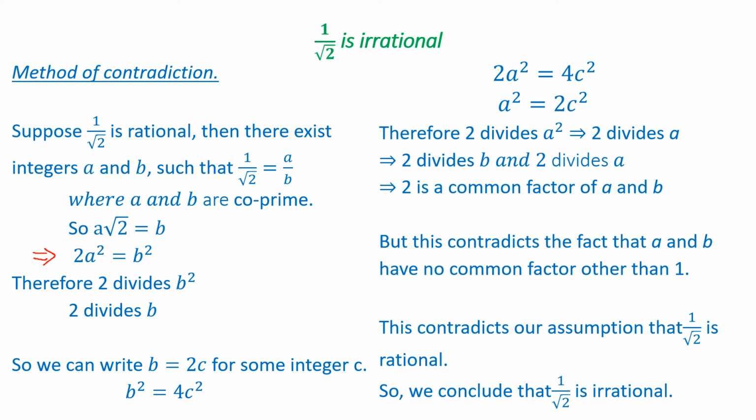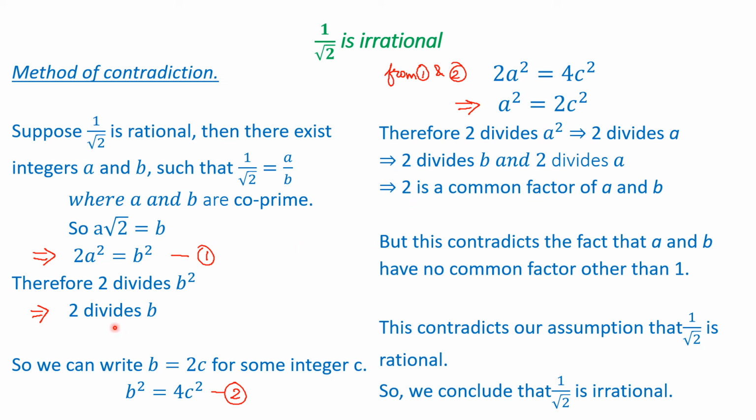which implies 2 divides b square, and this implies 2 divides b also, which means I can write b is equal to 2c for some integer c, and therefore on squaring I'll get b square is equal to 4c square. Now I have over here, this is 1 and this is 2. So from 1 and 2 I get 2a square is equal to 4c square, which implies a square is equal to 2c square. Therefore 2 divides a square, and which implies 2 divides a.